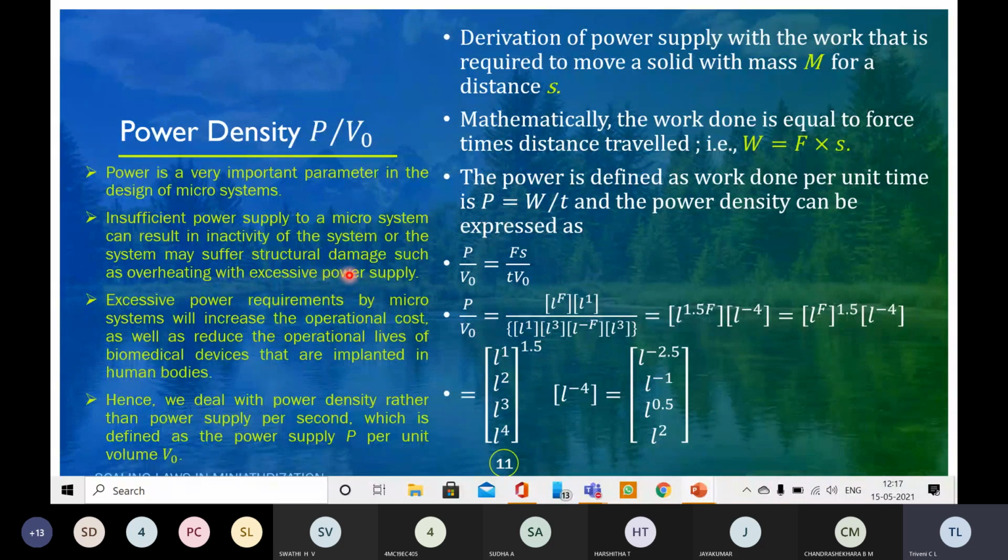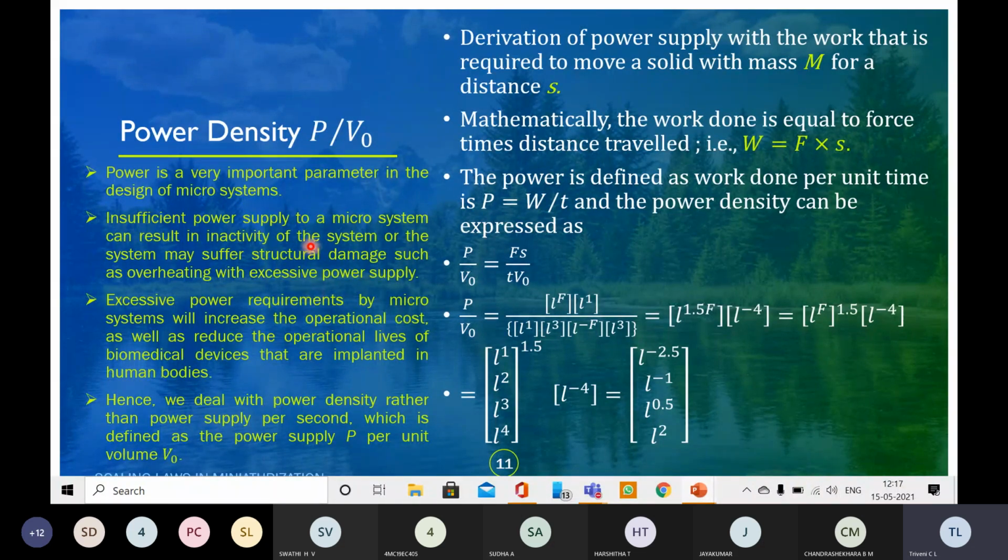What structural damage will it suffer, such as overheating with excessive power supply. So if you have excessive power supply, then overheating will be there. If you have insufficient power supply, it will not be working. There will be no activity. So power plays a very important role in microsystems.